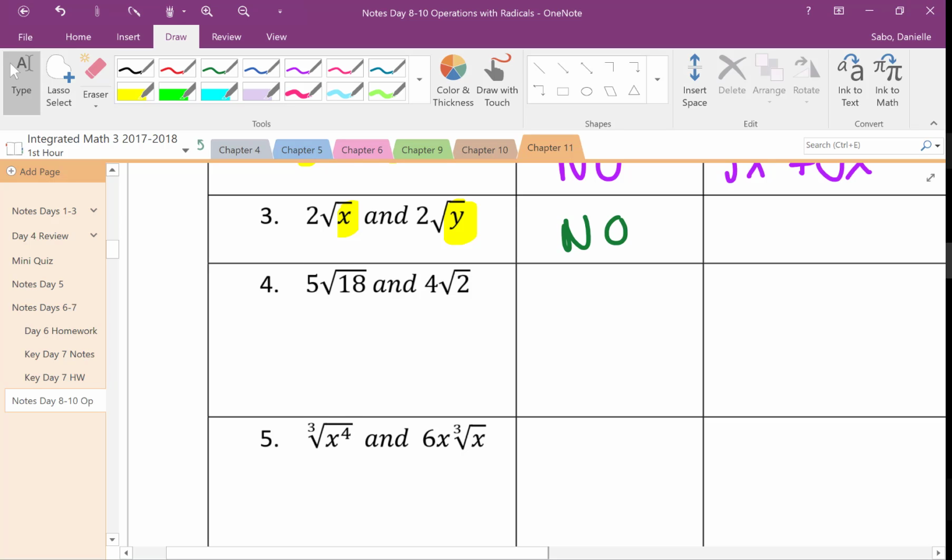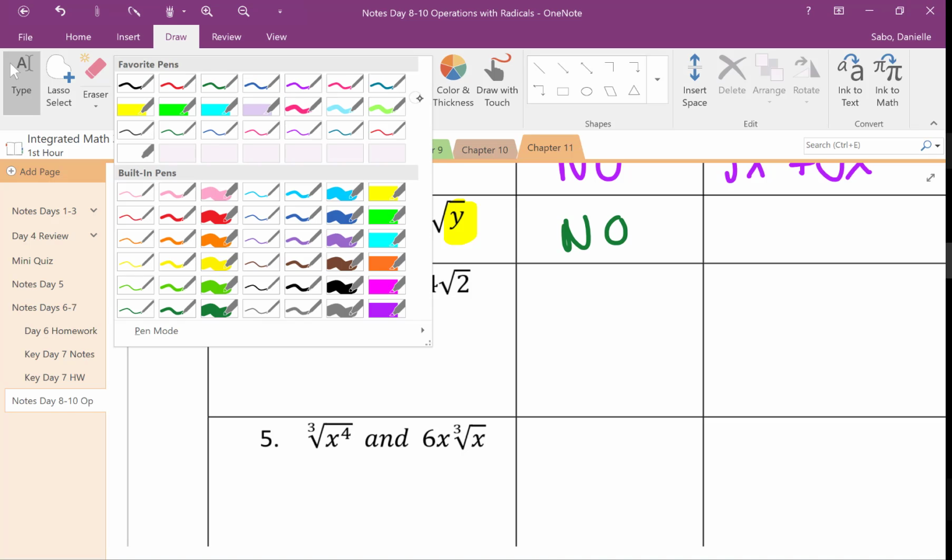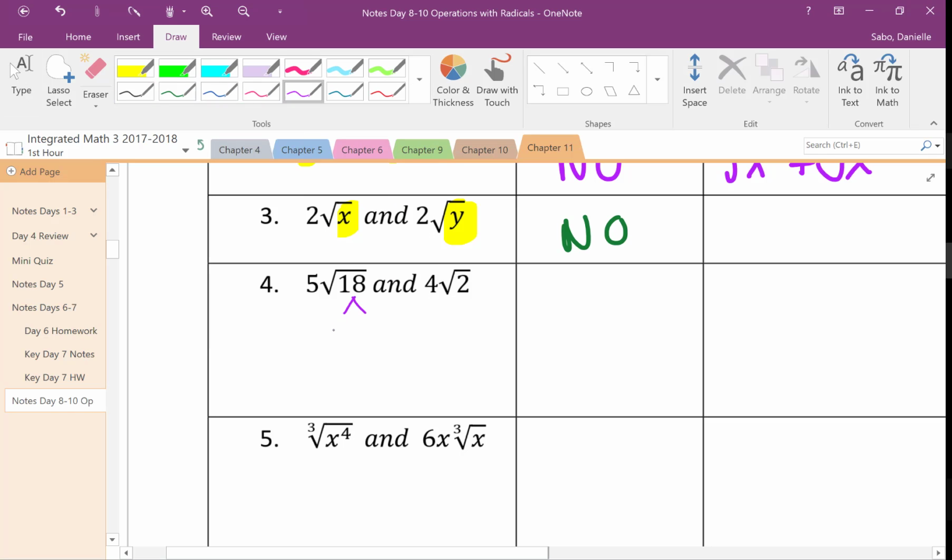Technically it has an exponent of 1. When you originally look at this, it looks like they're different. But can we break down 18? Yes. What can I break 18 down into? Yeah, 2 and 9. Now do you see how we're going to end up with the same radicand? So then I have 5 times 3 radical 2, which becomes 15 radical 2. And that's why we can now add and subtract them.